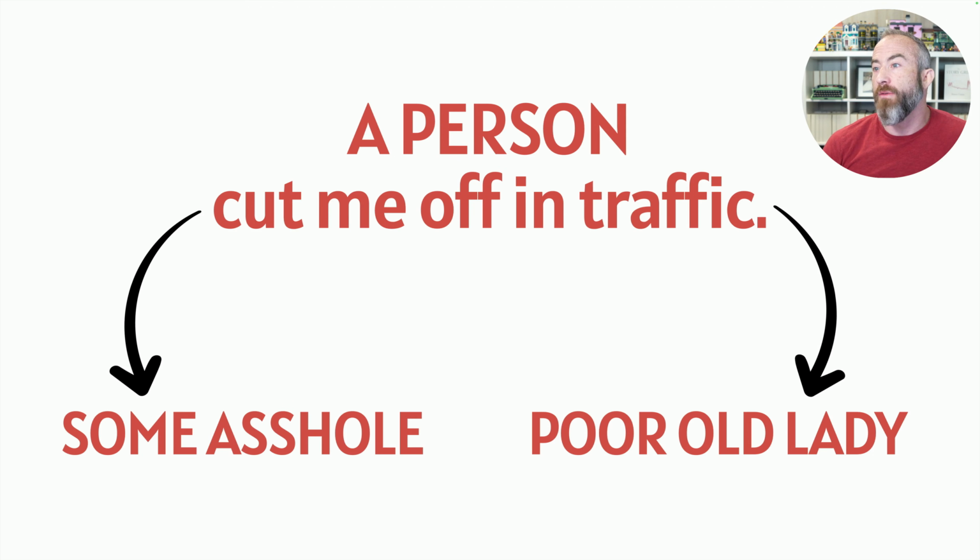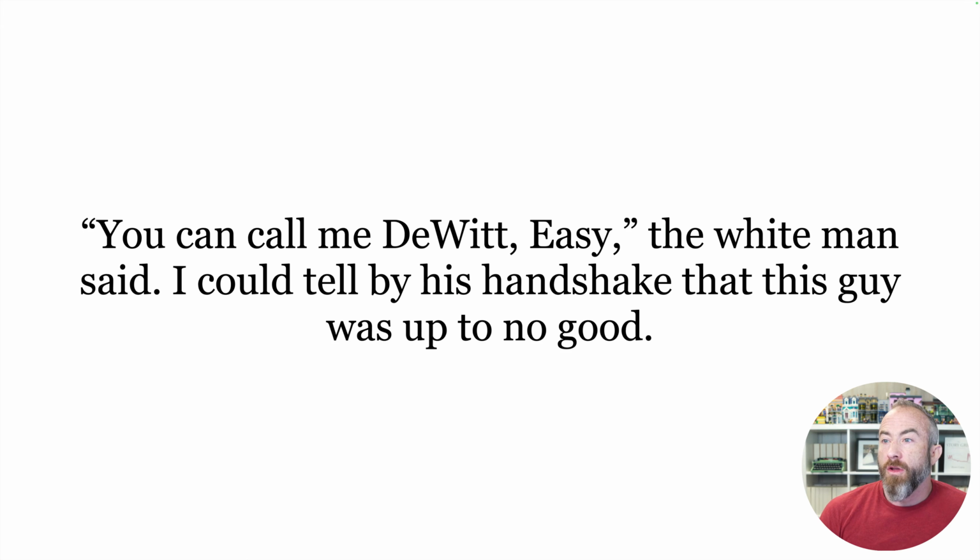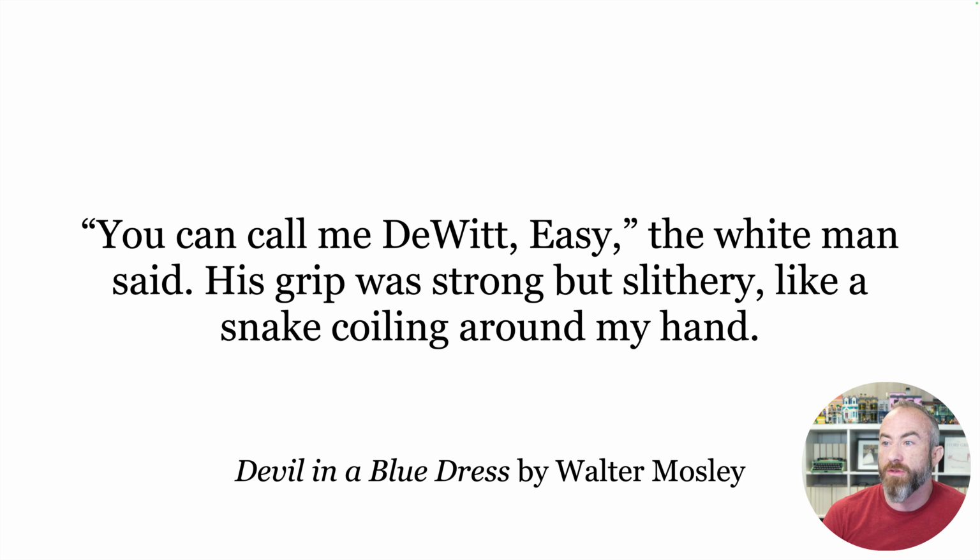So let's go over a few examples I've pulled from books. "You can call me DeWitt easy," the white man said. "I could tell by his handshake that this guy was up to no good." So here I am, not showing you what's going on. This is telling. I could tell by his handshake that this guy was up to no good. So here I am telling you what I think you should think about this white man that I just shook the hand of. This is the actual line from Devil in a Blue Dress by Walter Mosley.